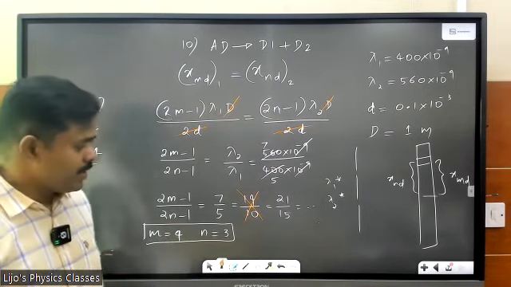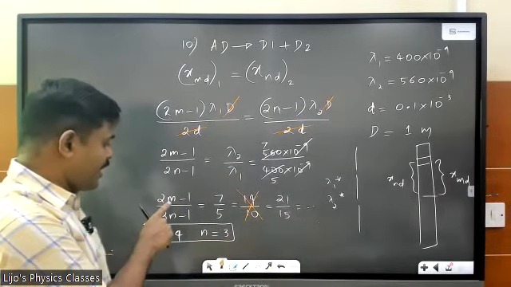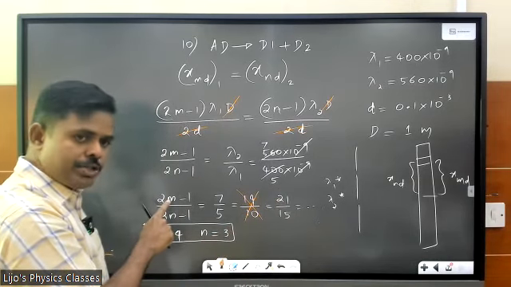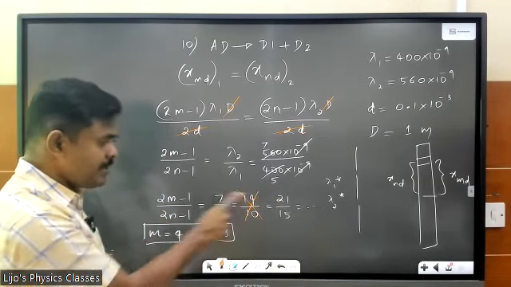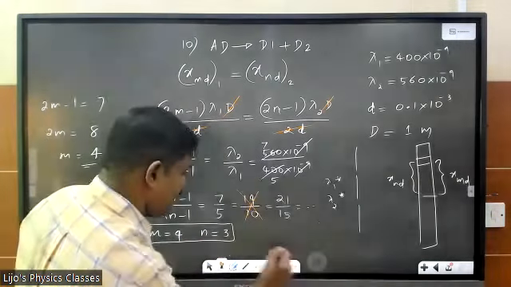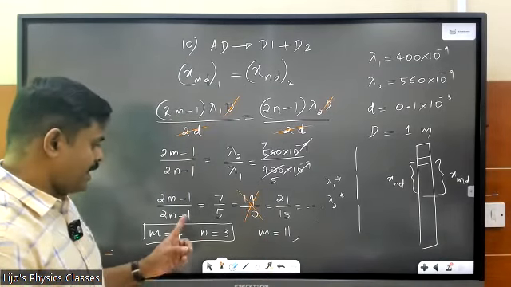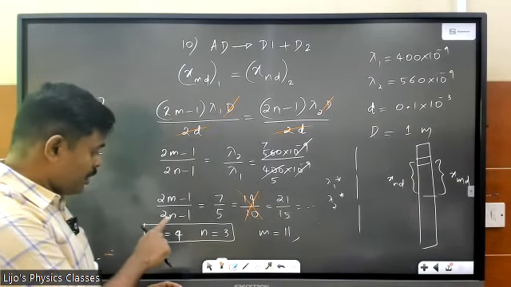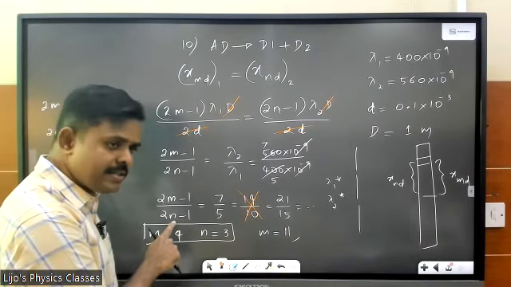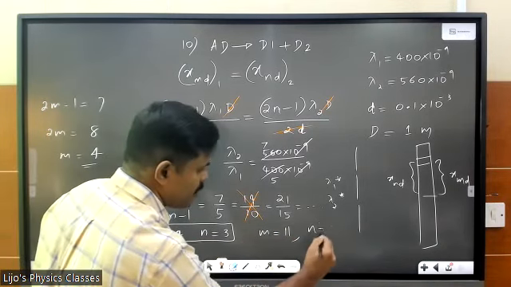What about the next ratio now? Put 21 by 15, right? Put some random number for m so that this is 21. 2 into 11 is 22. 22 minus 1 is 21. Spot on, right? So you can say the m value in the second case is 11. Then tell me about n value. 2 into 8 is 16, right? Correct. 16 minus 1, 15. So n is equal to 8.